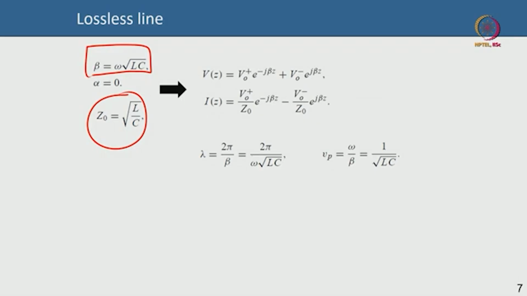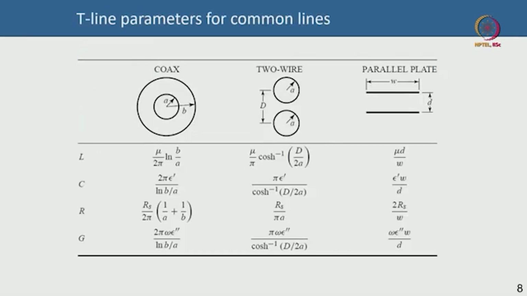Anyways, these are all mathematical manipulations, so I will just skip them. Now, if you have, for instance, a coaxial line, which means there is a conductor in the center and around it there is another conductor, with inner radius A and outer radius B. Or you have a two wire line, two conductors, as I always told you. Or a parallel plate, one plate here, one plate here, with separation D.